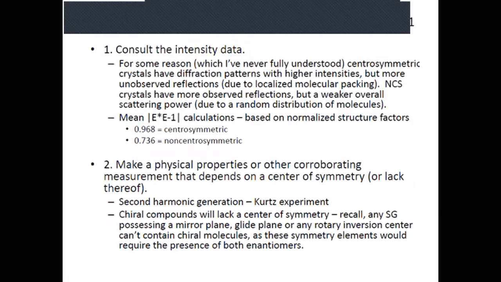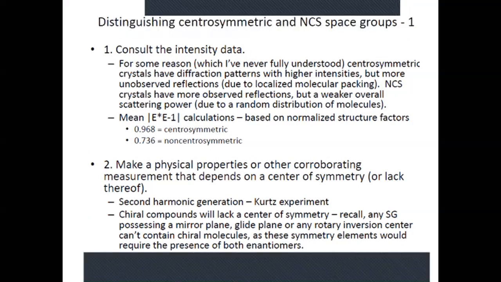So how do we distinguish between centro and non-centrosymmetric space groups? This is based on the intensity data. So here it says centrosymmetric crystals have diffraction patterns with higher intensities but more unobserved reflections. Could be due to the molecular packing. Whereas non-centrosymmetric space group crystals have more observed reflections but weaker overall scattering power.